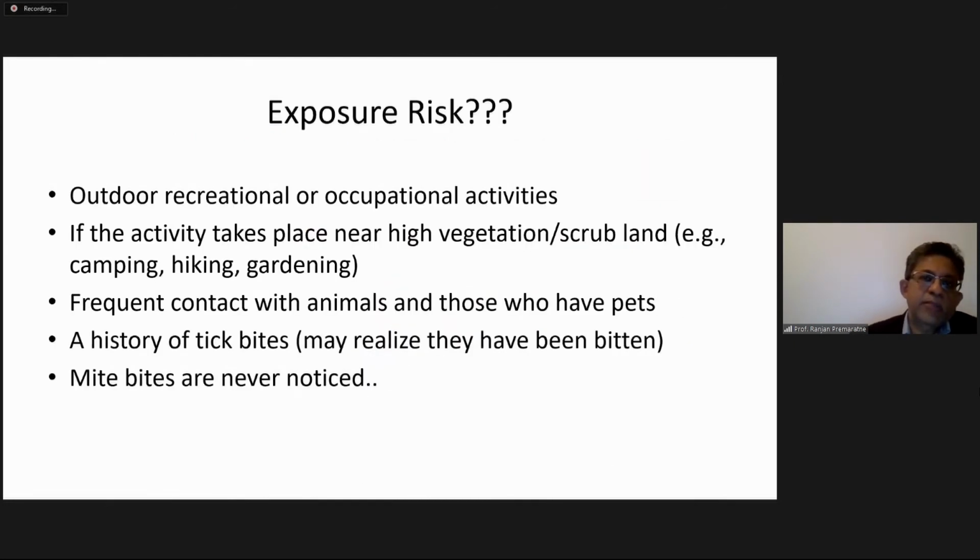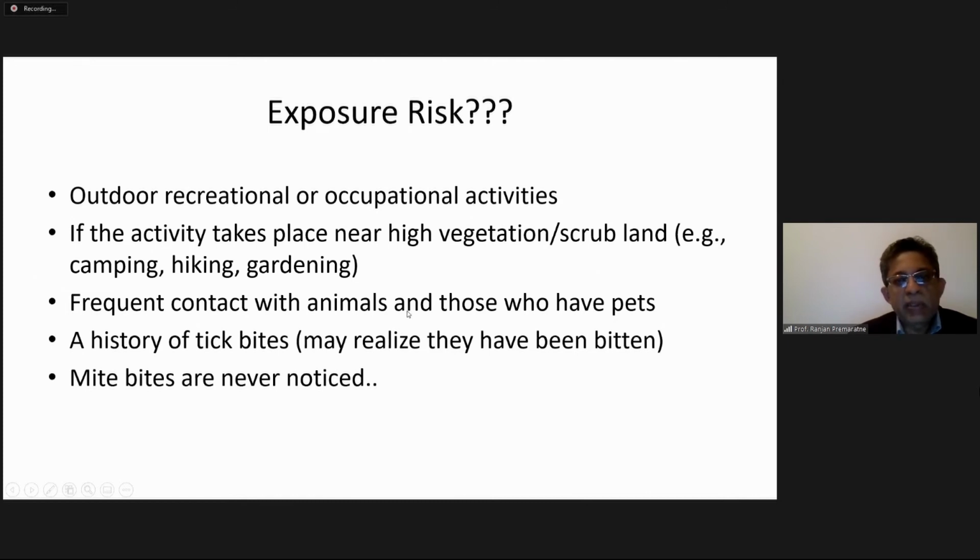If you look at this exposure risk, they will have outdoor recreational or occupational activities, but most of these patients, it's more or less very domestic. You will not get these people going into these jungles or any other sort of wildlife sanctuaries or whatever. Then whether they have any activities near high vegetation, scrublands and so on, and whether they have gone on any camping, hiking, gardening and so on will be helpful.